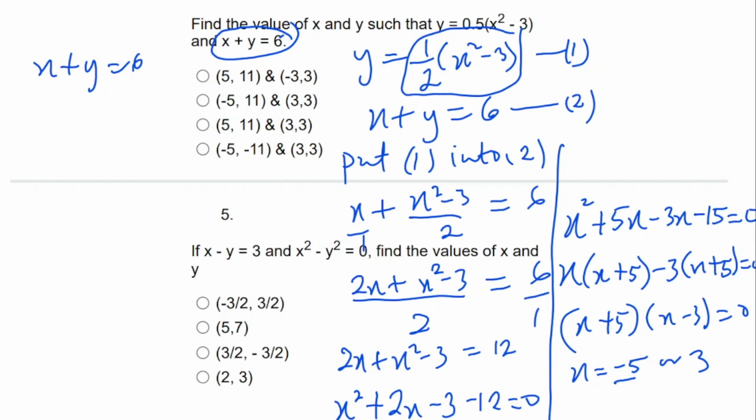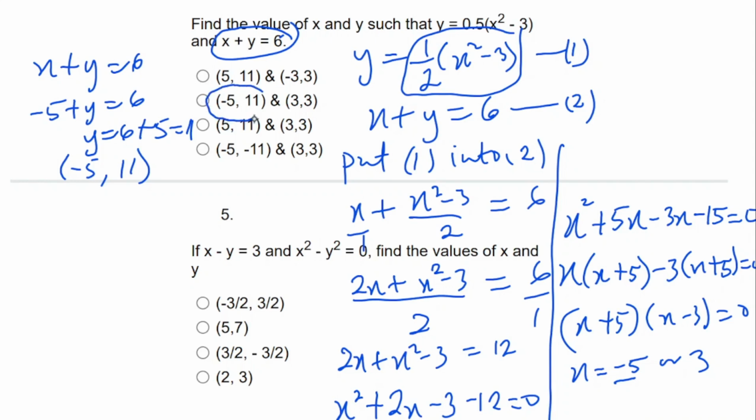Is it showing? Okay, good. So wherever we see x now, we put minus 5. That's going to be minus 5 plus y equals 6. Therefore, y equals 6 plus 5. That means that when x is minus 5, y is equal to what? 11. Minus 5, 11.